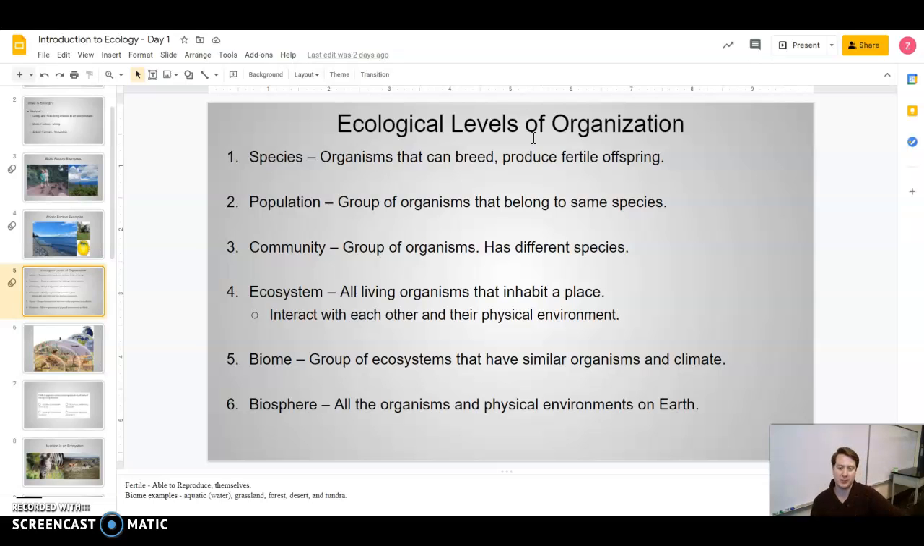Now in an ecosystem, our next level of ecological organization, that's all the living organisms that have a place, and they interact with each other and their physical environment. Moving up, a biome, a group of ecosystems that have similar organisms and climates. So examples could be grasslands, forests, deserts, and tundras. We'll go into more details in the lab.